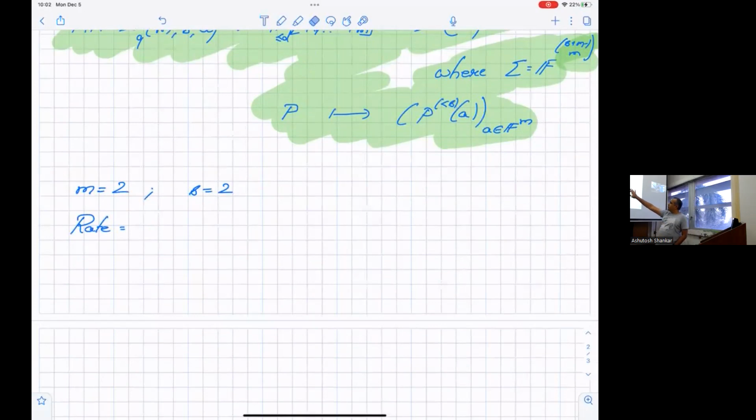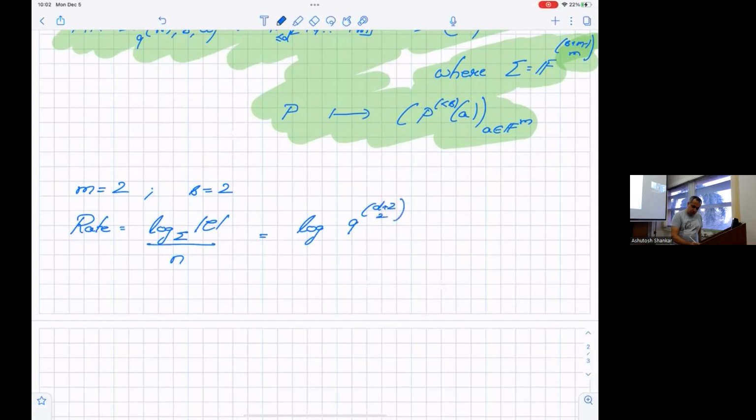So let's just do it for the m equals 2, s equals 2 case. Once again, I'll have to use this formula: log of the number of codewords times sigma, divided by the block length n. So let's write each of these. What is the size of C? It is exactly q to the power d plus 2 choose 2.